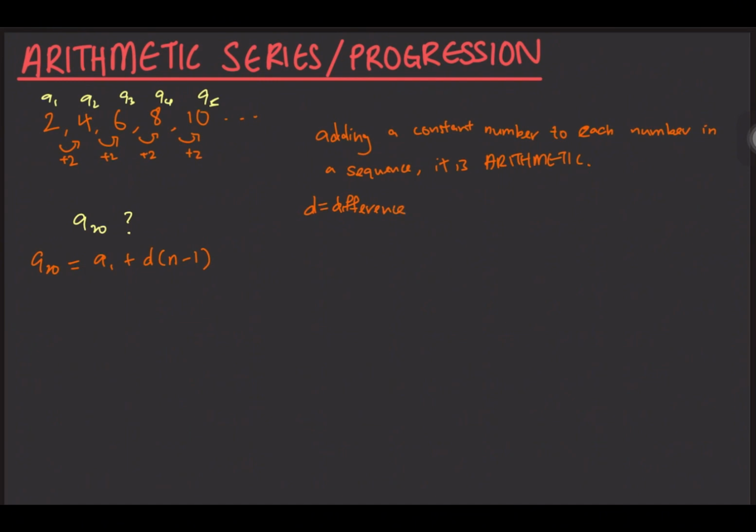How do we find d? Quite simply, d equals the difference. So we are adding 2, right? So the difference is 2. You can easily find the difference by taking the second term minus the first term.